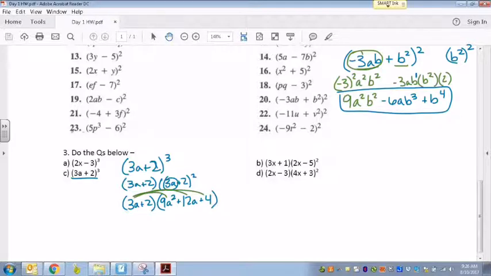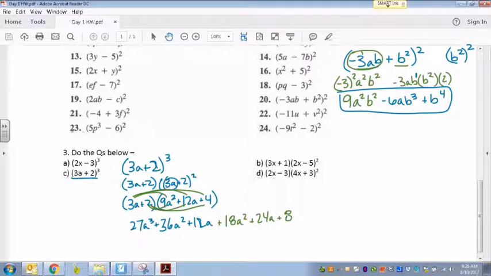So 3a times 9a squared. Remember, when multiplying with variables, you add the exponents. So in this case, it would be 27a cubed. 3a times 12a is 36a squared. And 3a times 4 is 12a. All right, and then let's do it for the 2 here. So 2 times 9a squared is 18a squared. 2 times 12a is 24a. And 2 times 4 is 8.